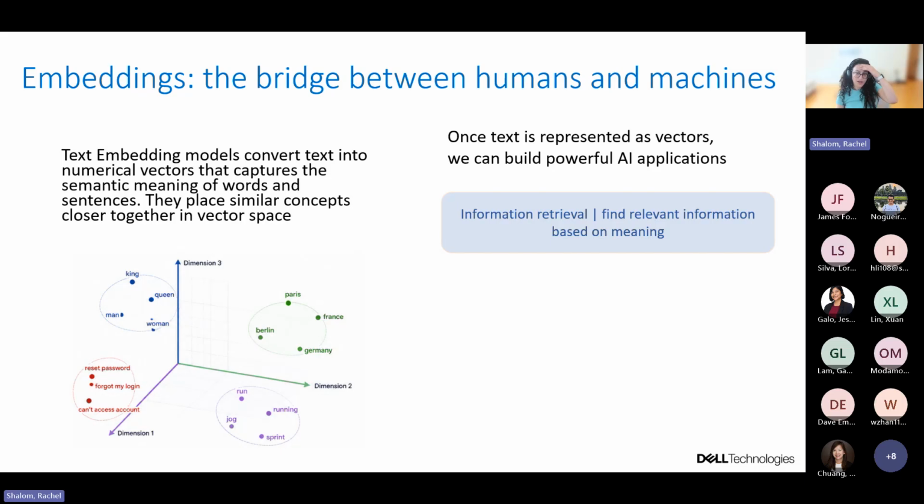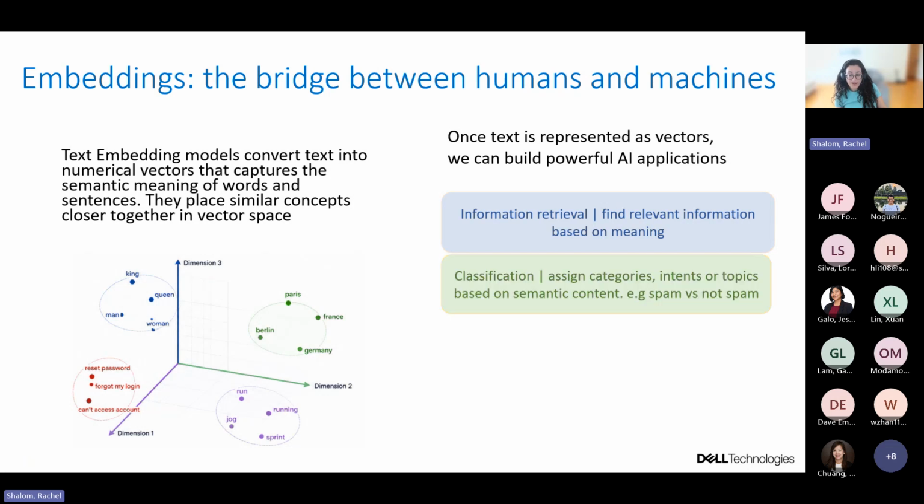Let's talk about the most common use cases for embeddings. I would say number one is information retrieval. You can see a lot of companies in the industry that are doing RAG, retrieval augmented generation, and embedding is used for that.